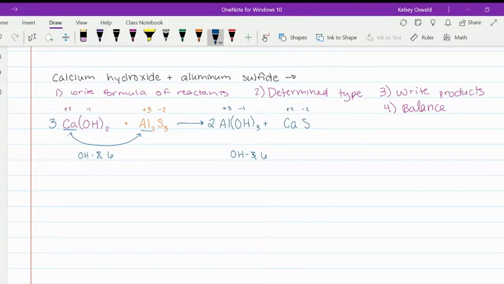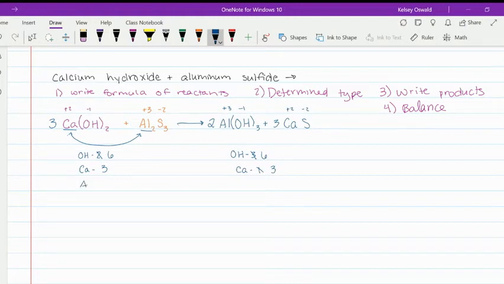If I look at my calciums, on my reactant side, I have 3 calciums, now that I put that coefficient of 3 there. On my product side, right now I only have 1. I can't start with 3 and end with 1. So that means I would need to have made 3 calcium sulfide. Okay, so now I have 3 calciums on either side.